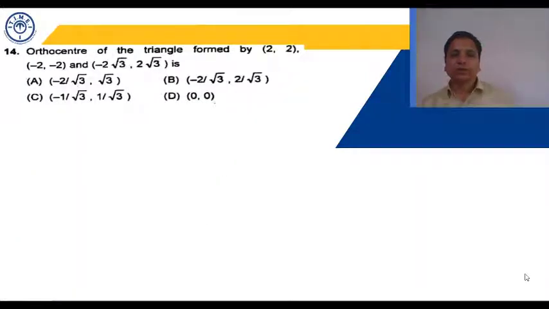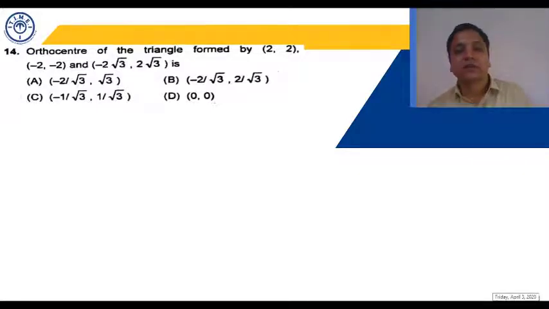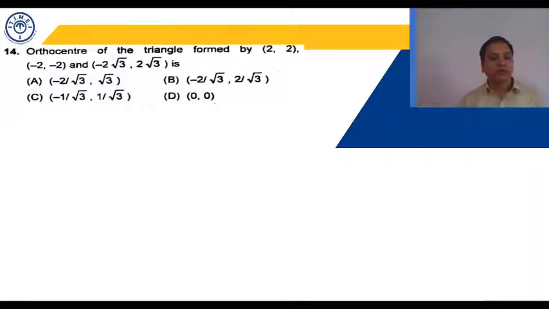Question number 14. Orthocenter of a triangle formed by 2, 2, minus 2, minus 2, minus 2 root 3, 2 root 3. First of all, we have to find which type of triangle this is. You know the coordinates. So by applying the distance formula, we are able to find the lengths of its 3 sides. So we can find out which type of triangle this is.